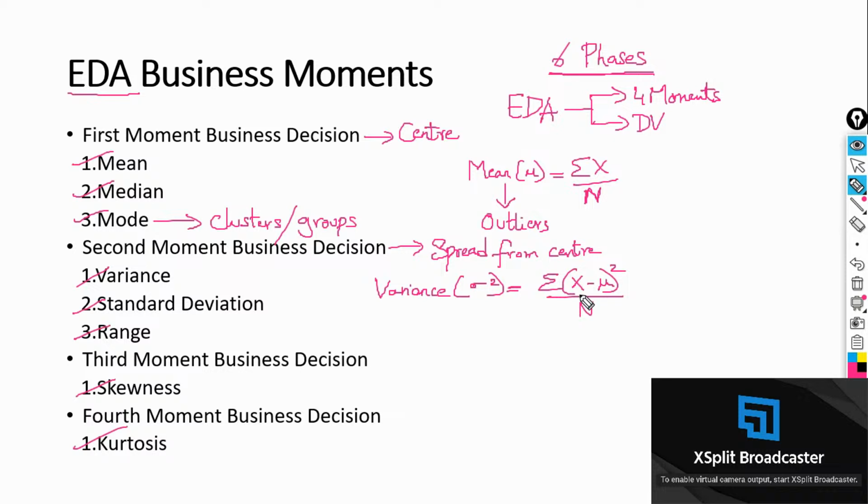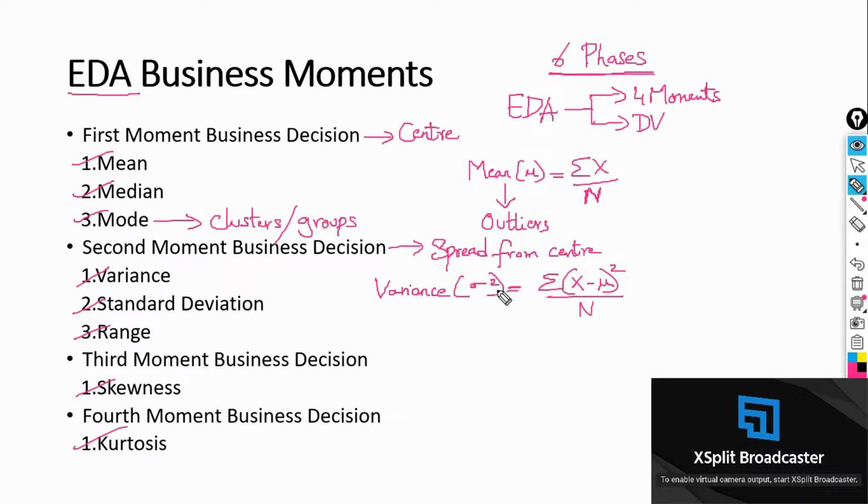Summation of x minus mu whole square by n. Spread from the center. In order to ignore that zero problem that we have for uniformly distributed data, we are using square in the numerator. So this gives us the squared spread. That is a disadvantage of considering the variance measure.